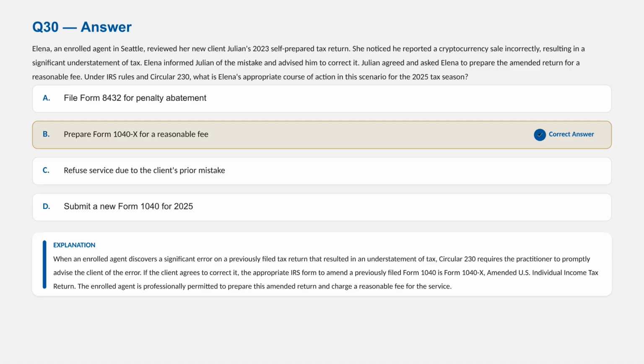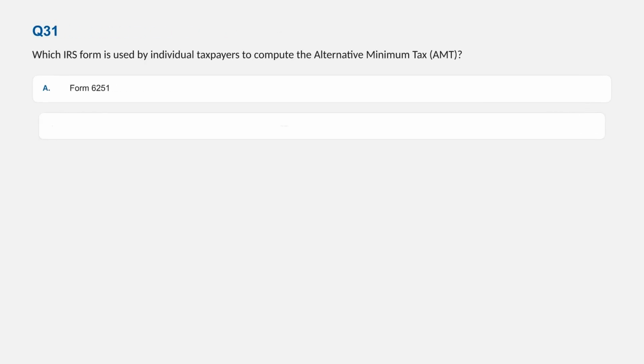When an enrolled agent discovers a significant error on a previously filed tax return that resulted in an understatement of tax, Circular 230 requires the practitioner to promptly advise the client of the error. If the client agrees to correct it, the appropriate IRS form to amend a previously filed Form 1040 is Form 1040X, amended U.S. individual income tax return. The enrolled agent is professionally permitted to prepare this amended return and charge a reasonable fee for the service. Great. Now let's move to our next question.